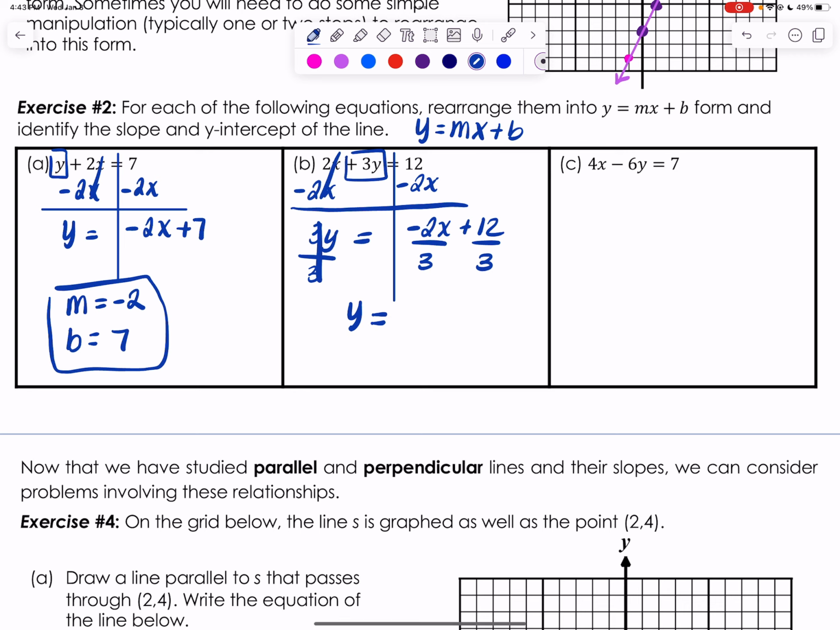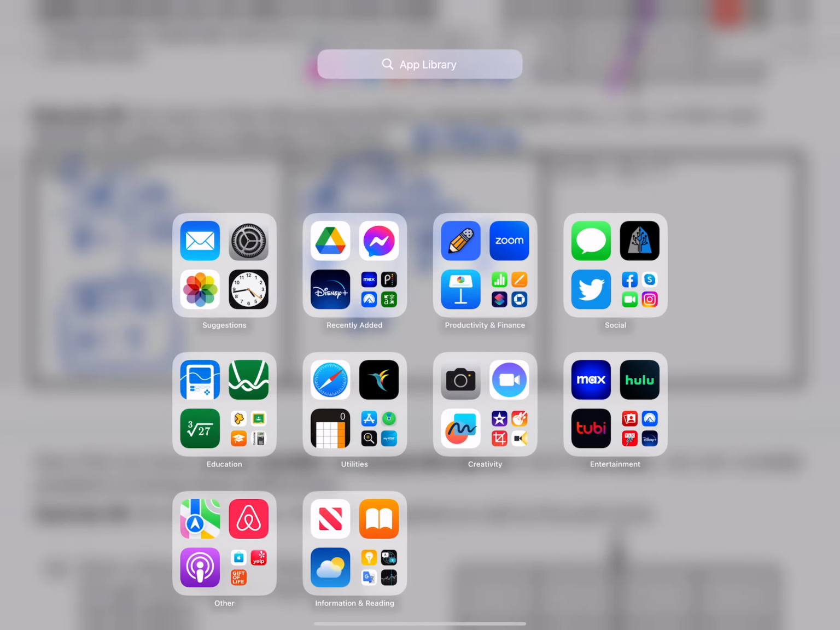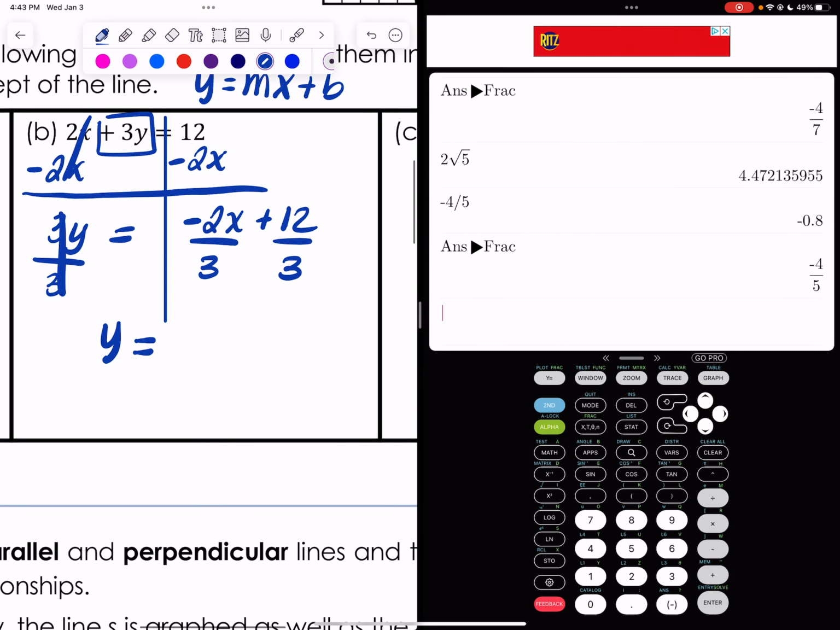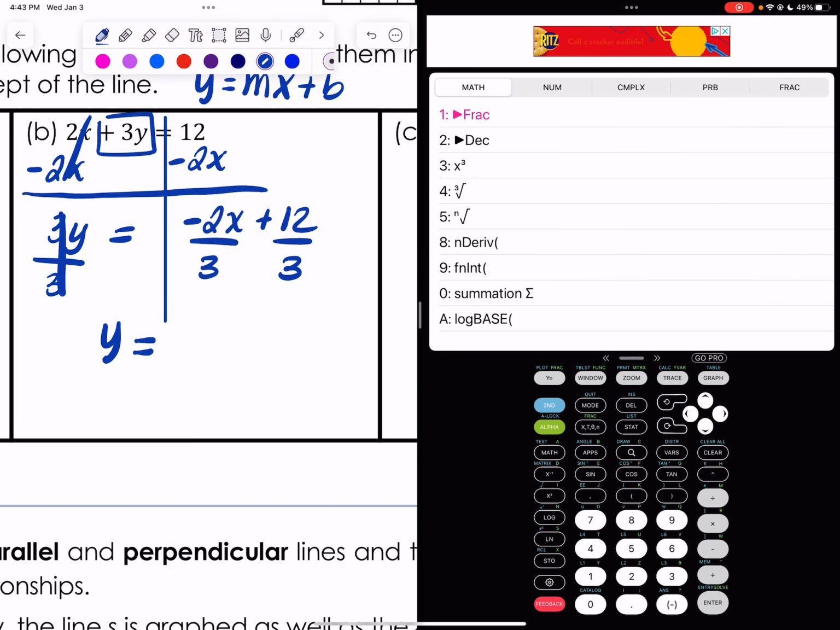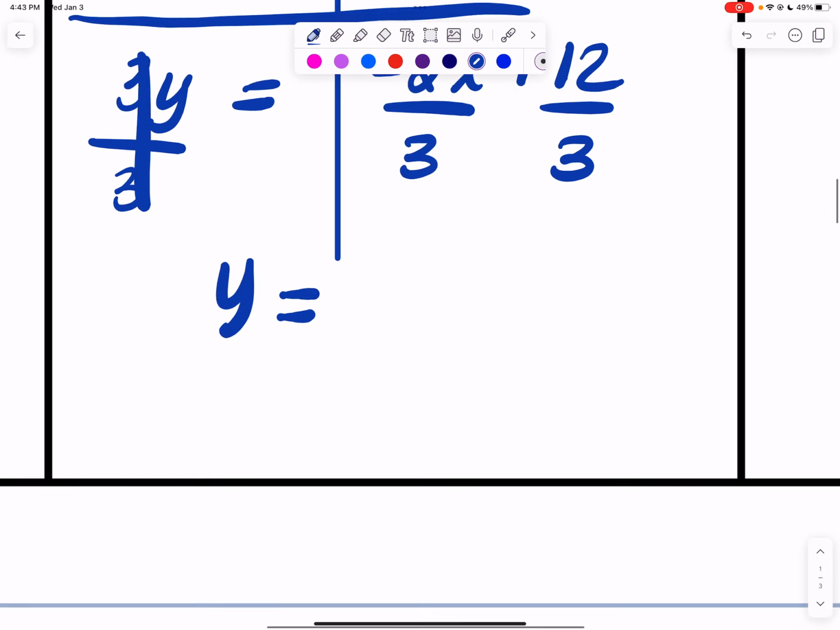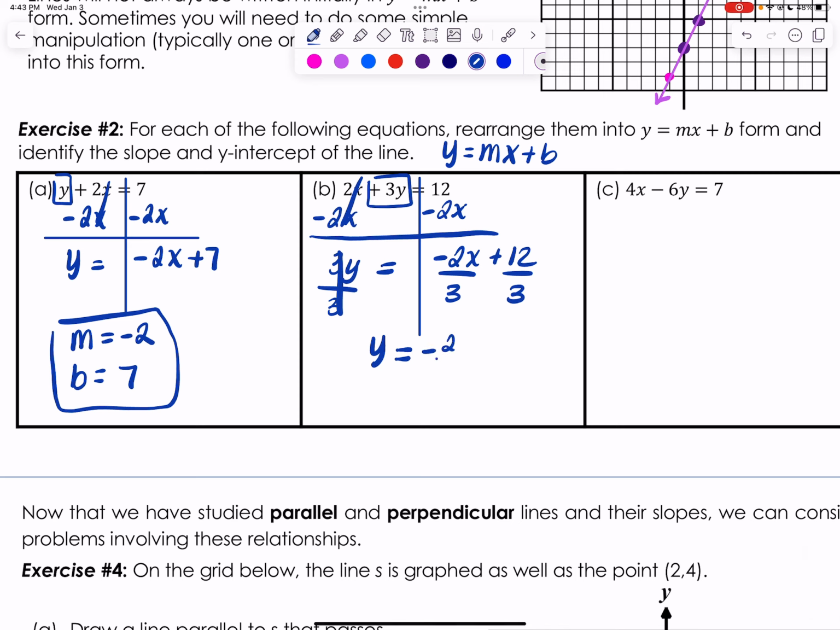So now I get y equals, I'm going to go to my calculator, and I'm going to do negative 2 divided by 3. I get something crazy, so I'm going to hit math, enter, enter, and it just stays negative 2/3. So I'm just going to write negative 2/3. So now I have y equals negative 2 over 3x. And now I do 12 divided by 3, which is a positive 4. And now it's in that mx plus b form. So my slope is negative 2/3, and my y-intercept is 4.